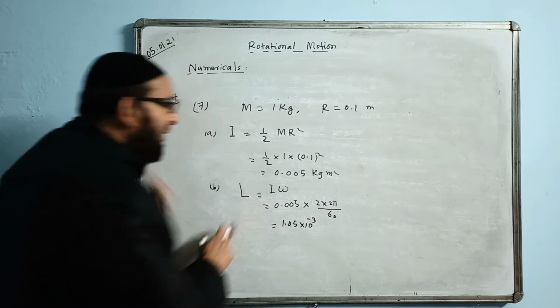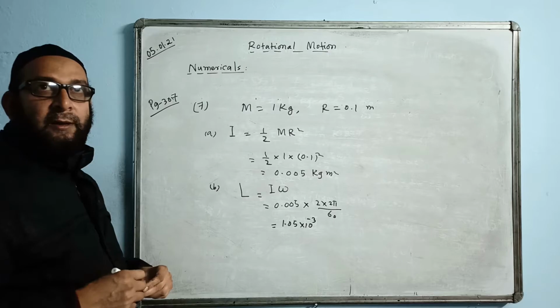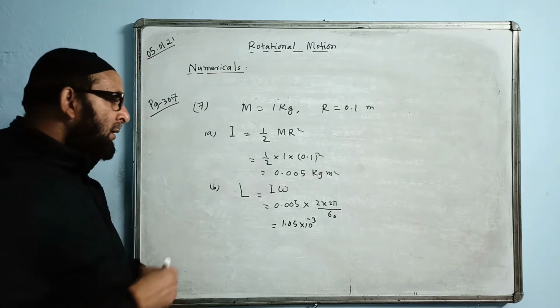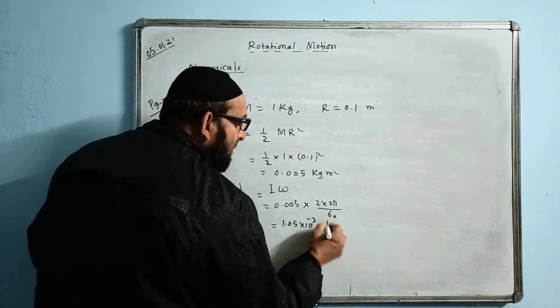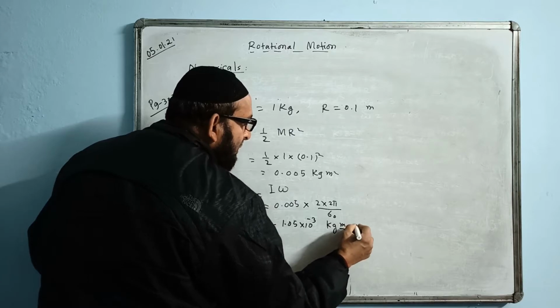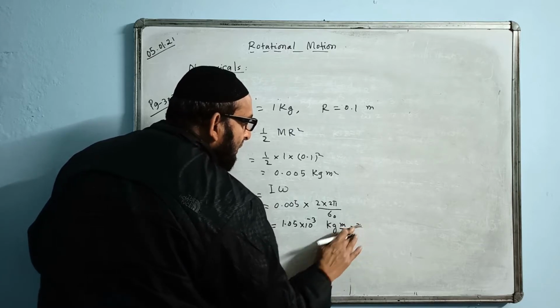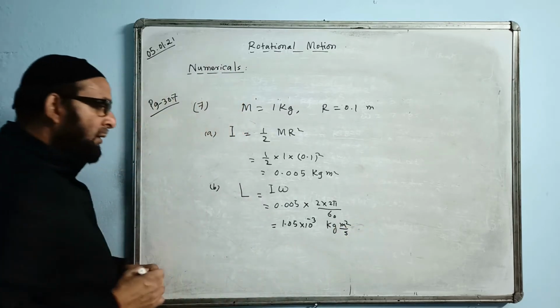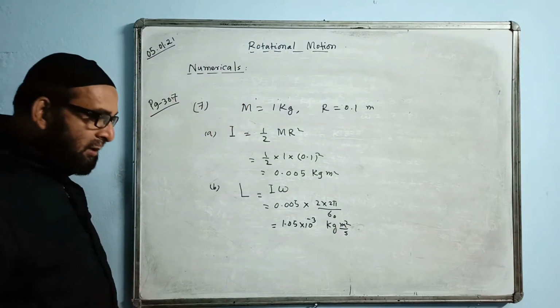And what is the unit of L? L is actually m v r, mass into velocity into r. So unit of mass is kg, velocity is meter per second, into the distance is meter, then meter into meter multiplies, it becomes kg meter square per second. This is the unit for it. Kg meter square per second.